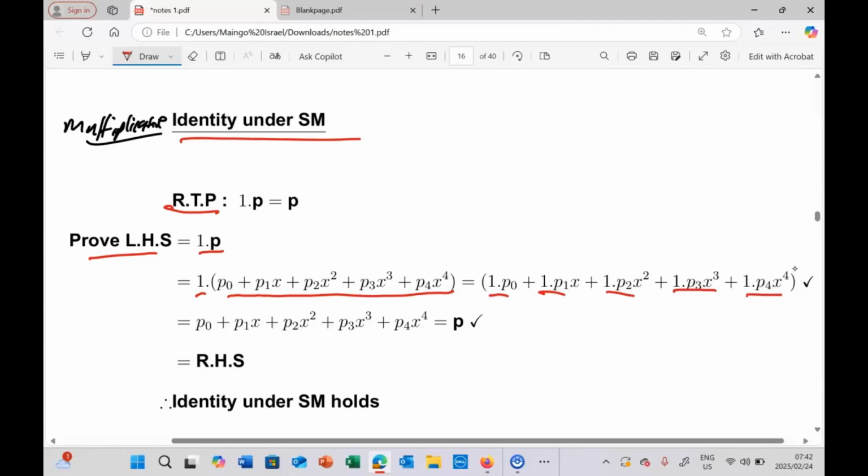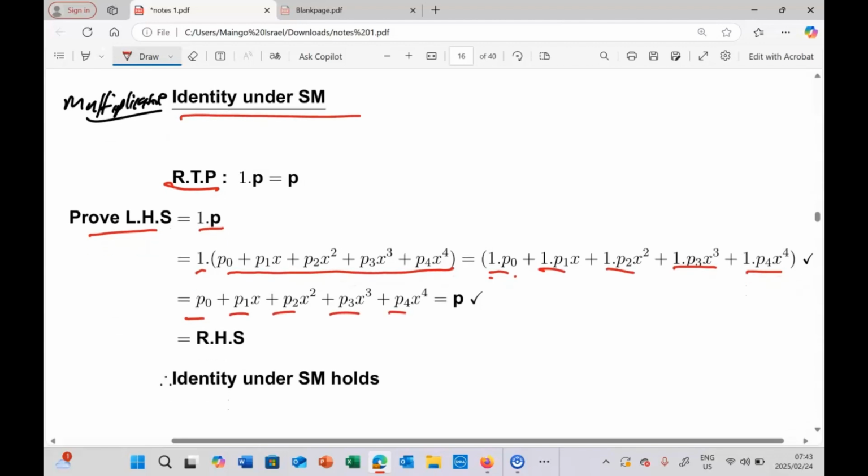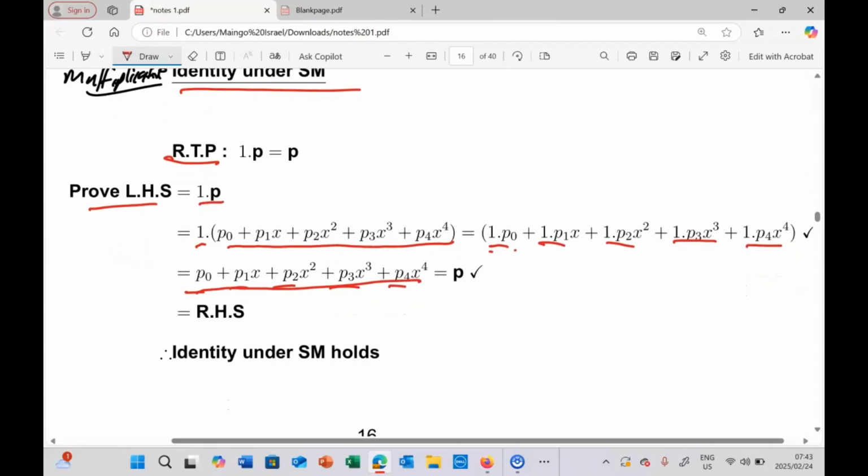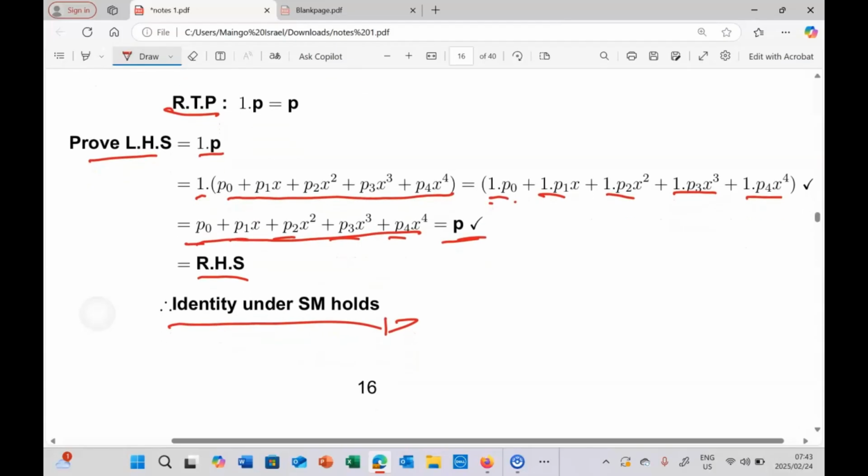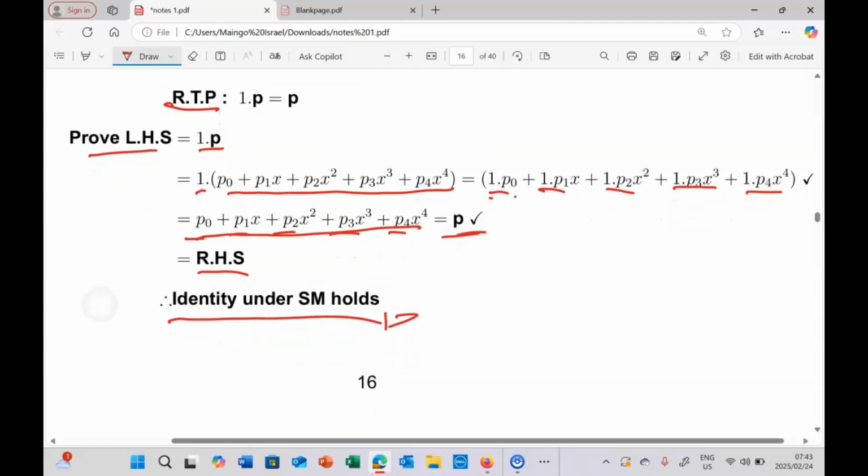We're just multiplying. So then when you multiply the coefficients together, 1 times p naught, we get p naught, 1 times p1, we get p1, 1 times p2, we get p2. So this guy, as you can see, is still an expression for p. So this is just equal to the right hand side. Therefore, the multiplicative identity under scalar multiplication holds. So that's what it's all about.